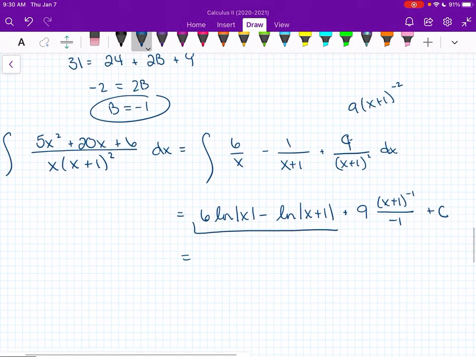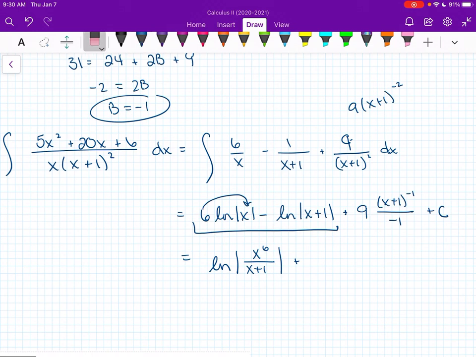And then go ahead and simplify that. I'm going to combine these two natural logs together into a single natural log. That means I have to put that 6 in as an exponent first. So it's subtraction, so it's x to the 6th, and then my denominator is x plus 1. And then, oops, not plus, it's minus, because I have that -1. So minus 9 over x plus 1 plus c. So that would be our final answer.